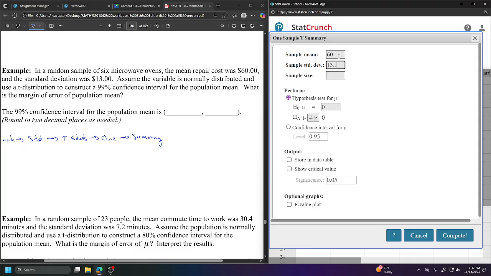13. I mean, you can put 0 if you like. It doesn't really matter, but that's the thing. What was my sample size? How many microwaves? 6.